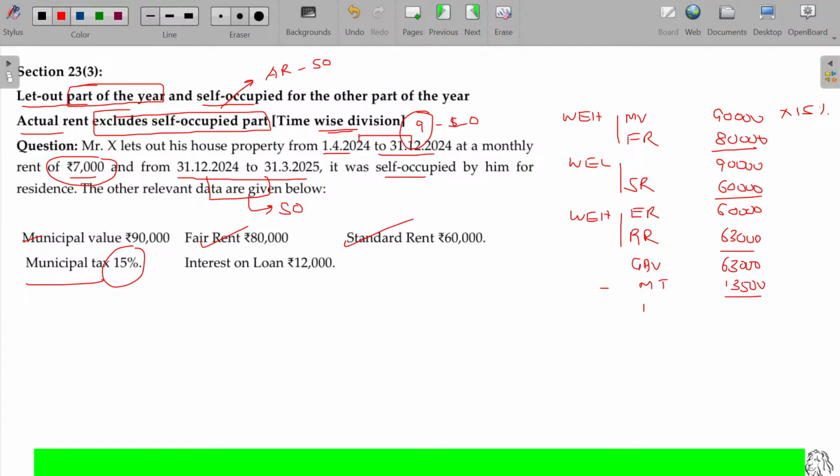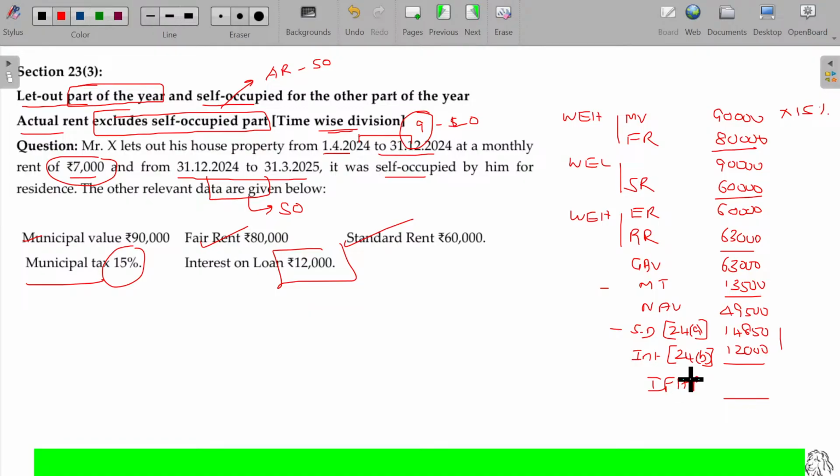So your NAV being 49,500. You can claim the standard deduction under section 24 clause A, 30% being 14,850, and interest on loan being 12,000 rupees, section 24 clause B. Of course, you can subtract these two to find out the income from house property: 22,650.